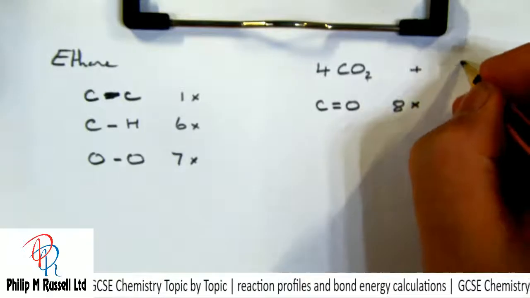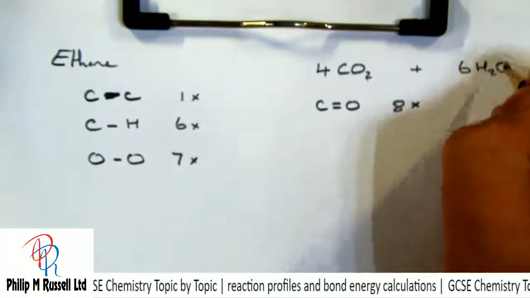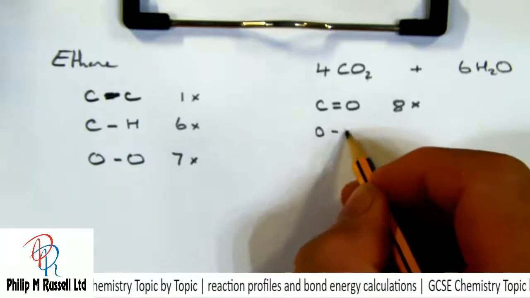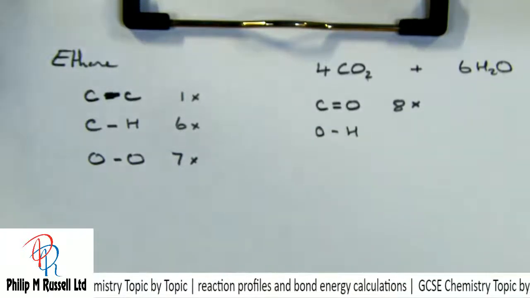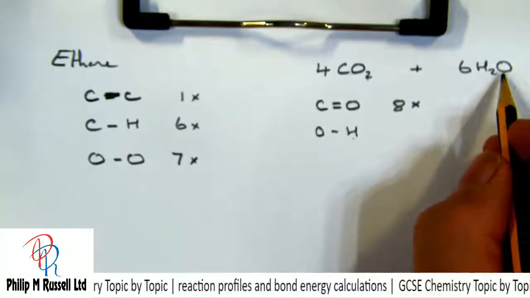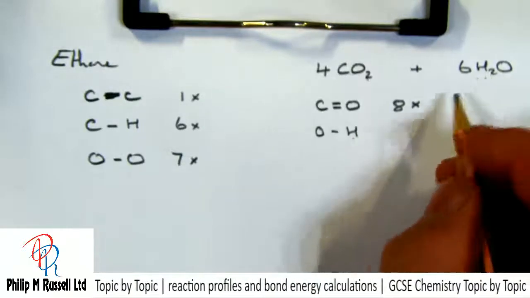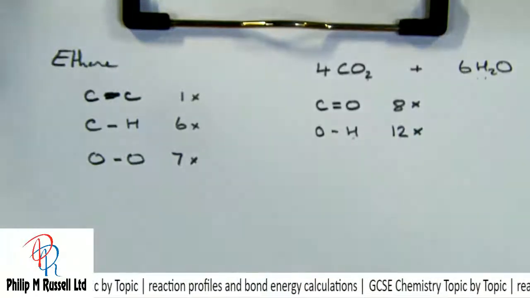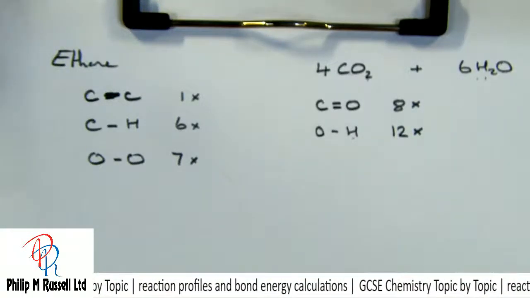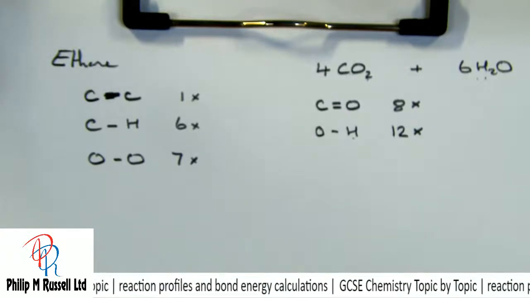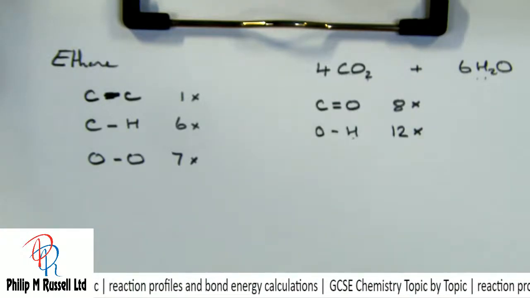Plus I've got 6 waters. That is my OH bond, and I'm going to end up with 2 of those in each one, so 2 times 6 makes 12 times those. Now all we need to do is to work out these numbers.